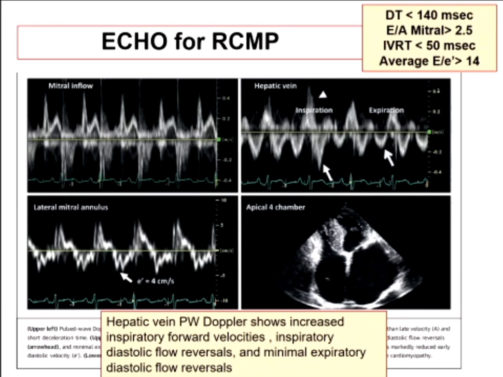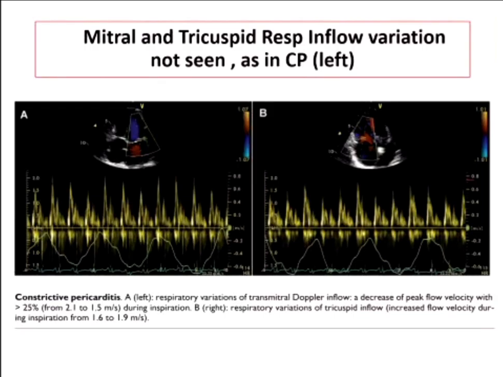Classically, the four things on the top right. So you will still tend to have a DT which is very, very rapid. The E by A mitral, which is very, very high, it's not even 1.2, it's more than 2.5. And if you have an isovolumetric relaxation time less than 50, it is 90% or more specific towards an RCM disease. As I said, E by E prime is more now. Your E prime has come down. So E by E prime starts to rise.